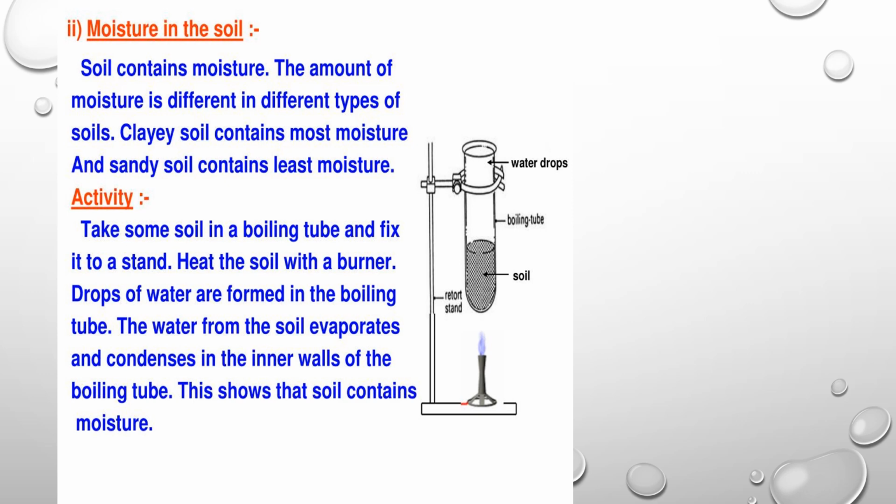So the properties are: first, water holding capacity. Second, percolation rate. Third, the moisture in the soil. Percolation rate, water holding capacity, and then moisture in the soil.